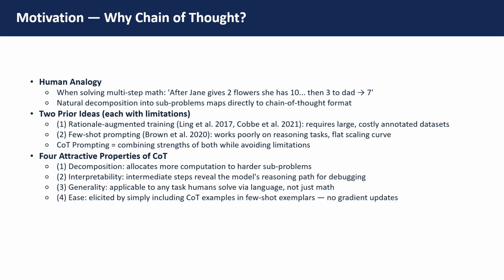To understand the intuition, let's think about how humans solve problems. If we think about how we solve a math problem, first we break it into smaller steps, then we solve intermediate parts, and then combine them. This paper also leverages the same idea. Now, previous approaches tried methods like training models with explanations, but it was very expensive. The second method was few shot prompting, which was weak for reasoning. But chain of thought combines both. It gives reasoning examples without retraining.